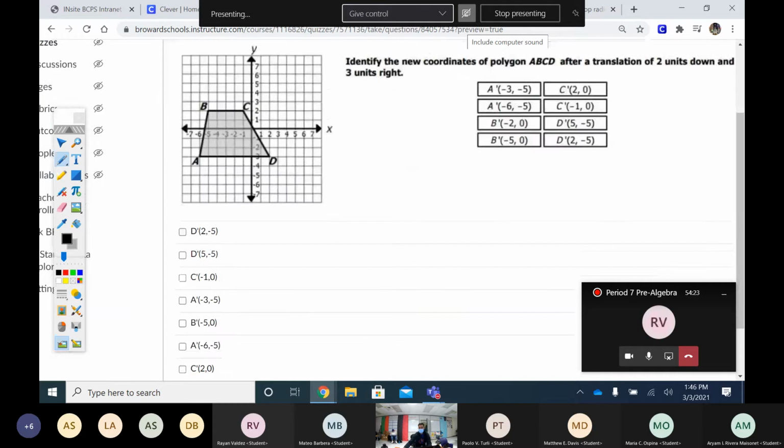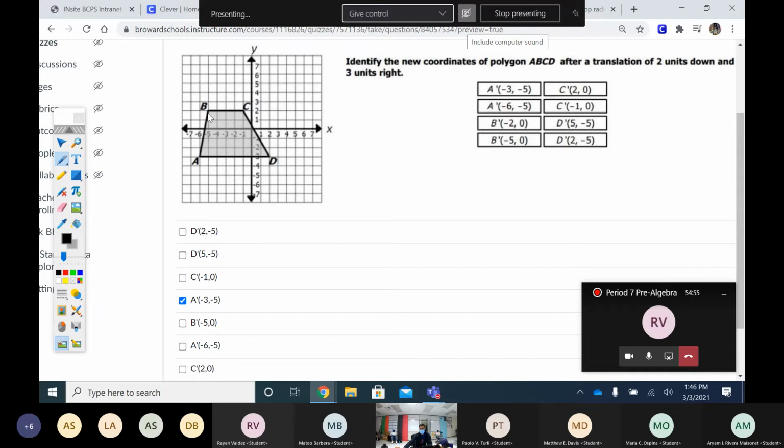Identify the new coordinates. Okay, so it says to go 2 units down and 3 units to the right. Oh, I got this one wrong. All right, so let's start with letter A. I gotta go 2 units down, so 1, 2, and then 3 times to the right. 1, 2, 3. What coordinate is that so I can click it? Negative 3, negative 5. Okay. Yeah, you were right.